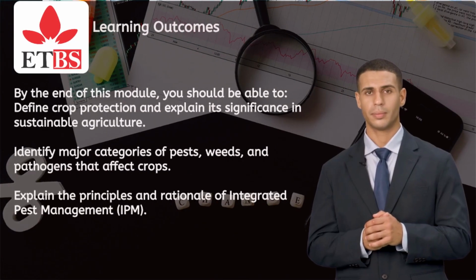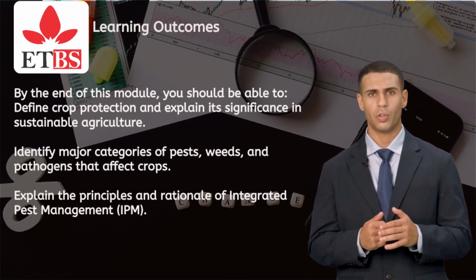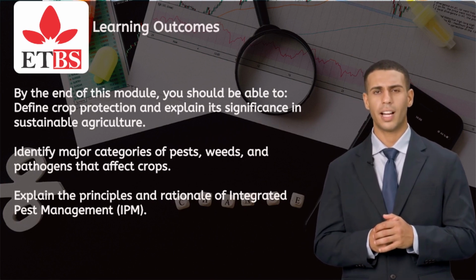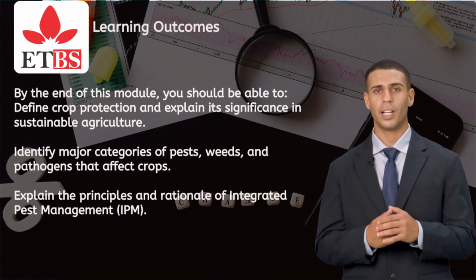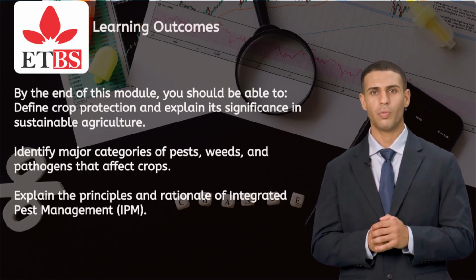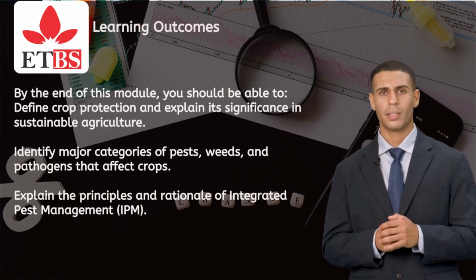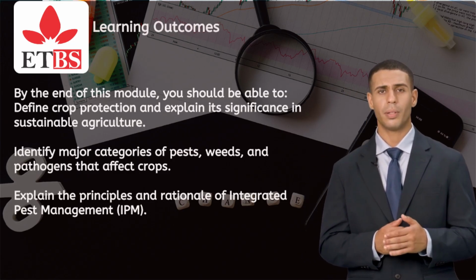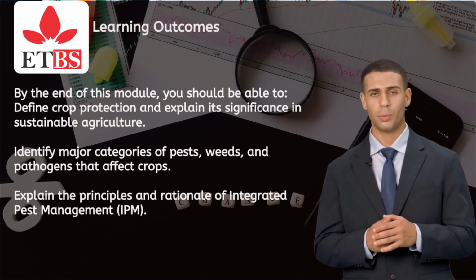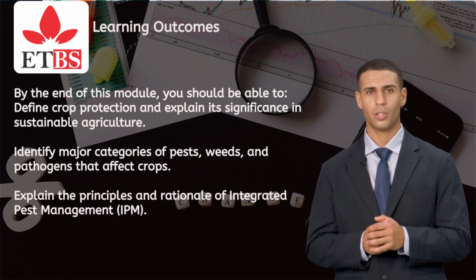Learning outcomes. By the end of this module, you should be able to define crop protection and explain its significance in sustainable agriculture. Identify major categories of pests, weeds, and pathogens that affect crops. Explain the principles and rationale of integrated pest management, IPM. Describe monitoring techniques, threshold concepts, and decision-making processes in crop protection. Evaluate the benefits and limitations of various cultural, mechanical, biological, and chemical control strategies.